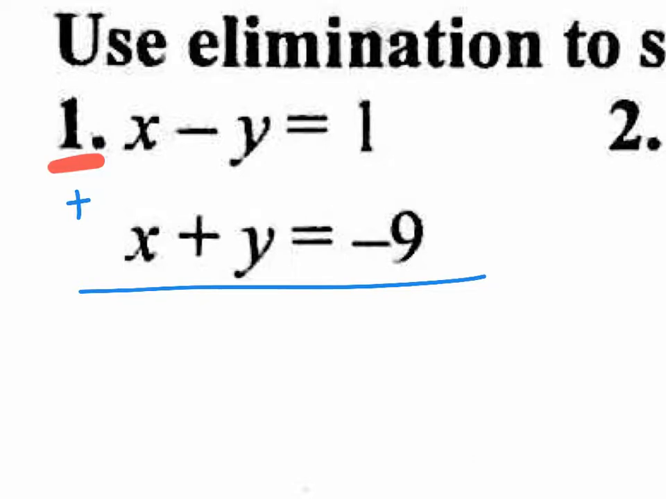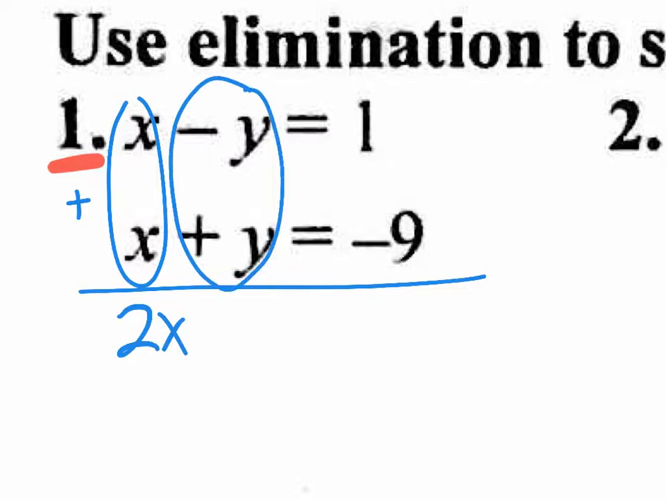If I say, what is x plus x? What's x plus x? 2x's. How about the negative y with the positive y? What happens? They cancel, they disappear. How about the 1 and the negative 9? Negative 8. If you owe $9 and you only have $1, you're still going to owe $8. And of course, we're going to bring down the equal sign.